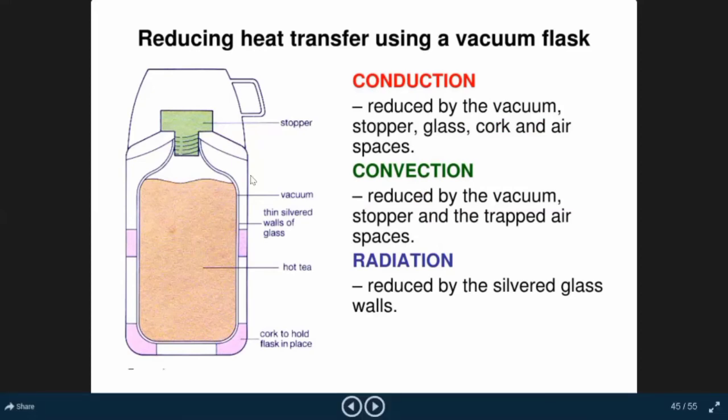In a vacuum flask, how is conduction reduced? Because we want to reduce thermal energy loss. So how will we reduce conduction? By the stopper, by the glass, the cork, and these air spaces. How are we reducing convection? Because there is a vacuum in between and the trapped air spaces. And radiation is reduced if that is painted silver or it has a polished cover.